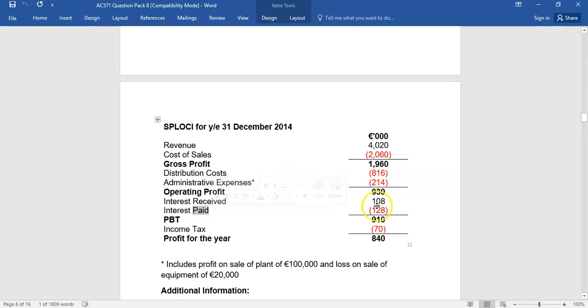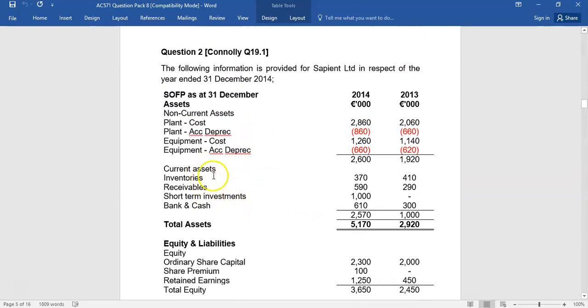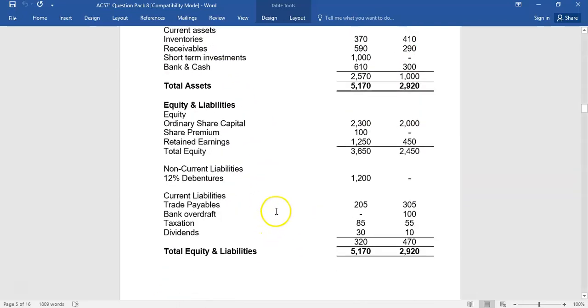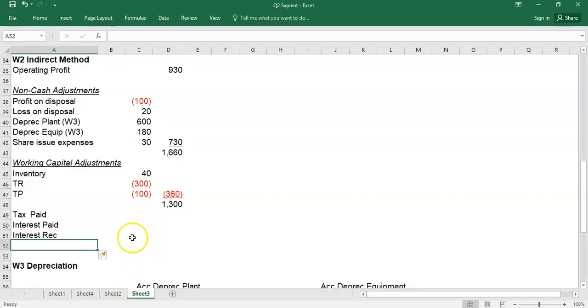So for interest received, we earned 108 during the year. We just want to see, are we owed anything at the year end? And we're not told we're owed anything. So if that's how much you earned and you're owed nothing at the end of the year or the start of the year, you're just going to put in there 108. And you just reference there SOPL. So you're taking it directly from the SOPL because there's no outstanding balances at the year end.